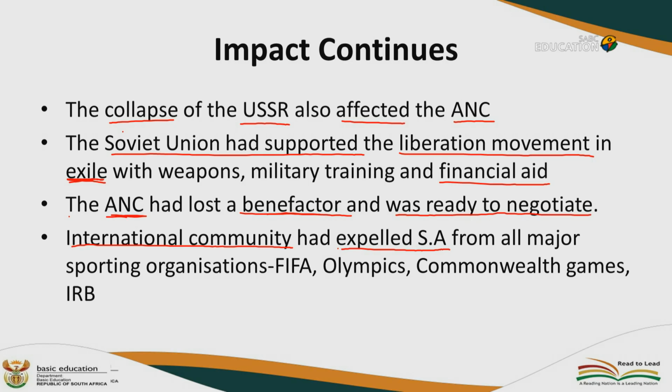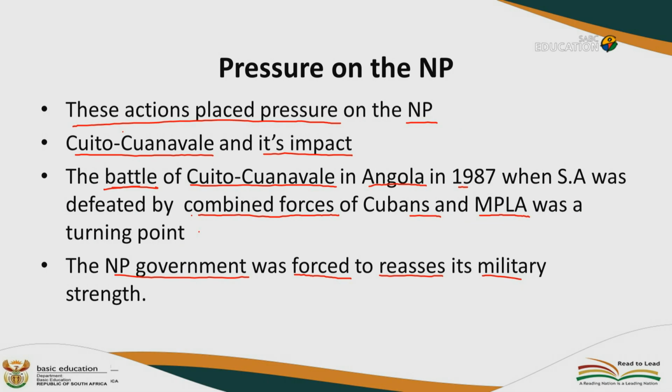The collapse of the USSR also affected the ANC. The Soviet Union had supported the liberation movement, the ANC, whose members were in exile, with weapons, military training, and financial assistance. The ANC had lost a benefactor and was ready to negotiate. The international community had expelled South Africa from all major sporting events: the World Cup, Olympics, Commonwealth Games, and rugby also. Then the pressure that was put on the National Party first.